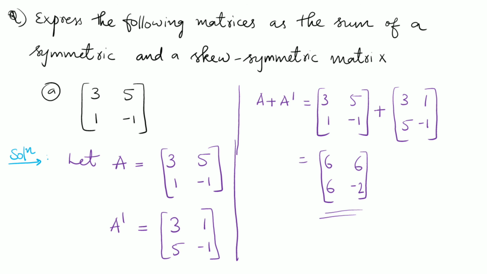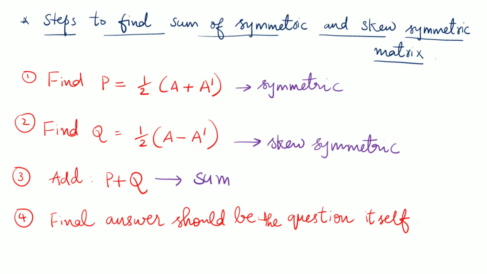So here, see the question: express the following matrices as sum of symmetric and skew symmetric matrix. So here the question is the sum of symmetric and skew symmetric matrix. You have the question matrix 3, 5, 1 and -1. The first step, you have to find P. So how will you find P? P is A plus A dash. So first you have to find A dash, then add with A, then multiply with 1 by 2.